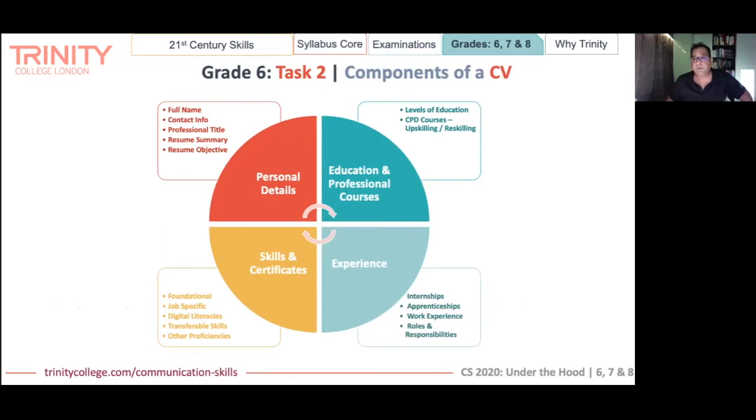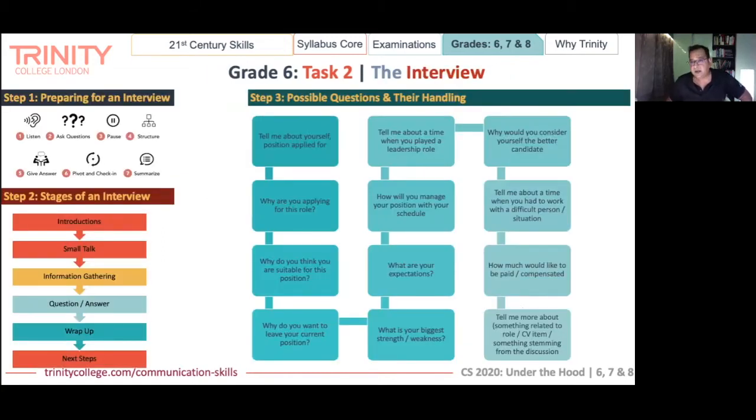Now, how do you prepare for this task? When you're preparing for an interview, step one is firstly to listen, ask questions, pause, reflect, organize your thoughts, then give an answer. And if somewhere down the line you need to adjust your answer, you can pivot and check in again with a change, an addition or a clarification. And then of course you summarize who you are.